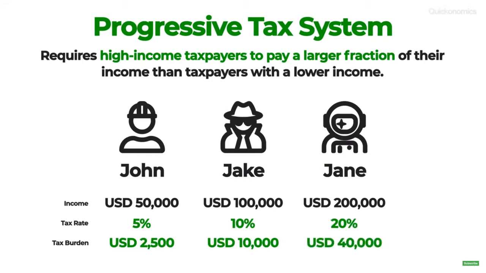Note that despite the higher tax rate, Jane still has more money after paying the tax than the other two, and Jake still has more than John. Therefore, the higher tax burden doesn't affect them as much because they can afford to pay more and still have enough money in the bank.